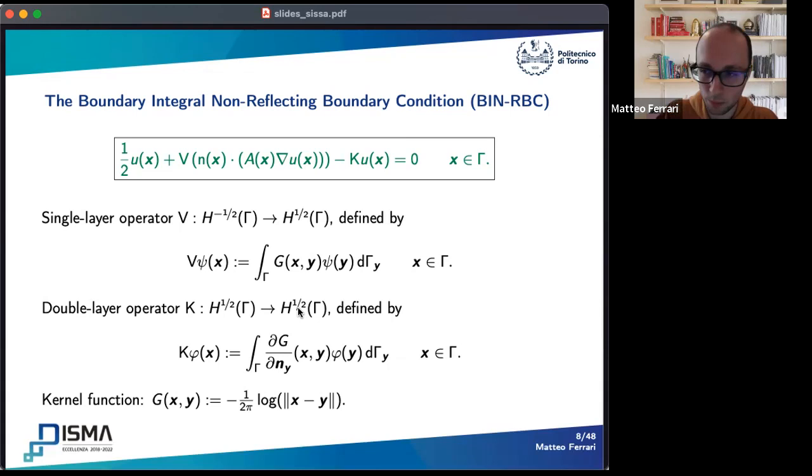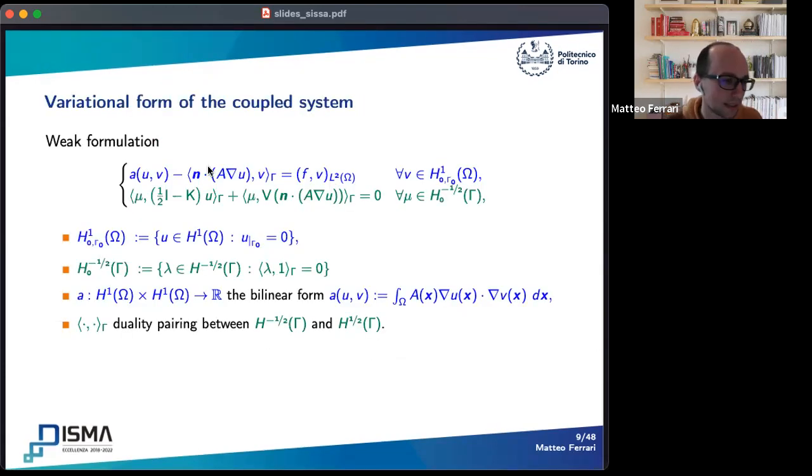So we have our interior PDE that we want to solve in omega with the non-constant coefficients and this equation on the boundary. And we want a variational formulation. So what we do, we test the PDE with a function in this subspace, H1 with the zero Dirichlet condition on the interior boundary gamma zero.